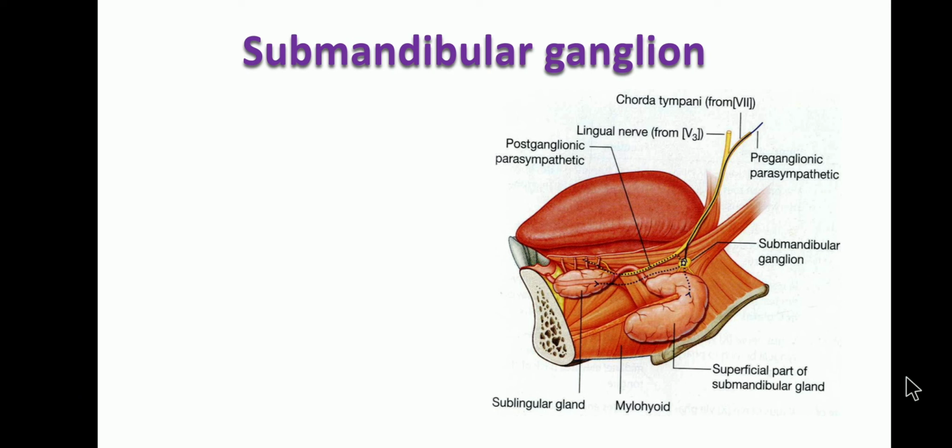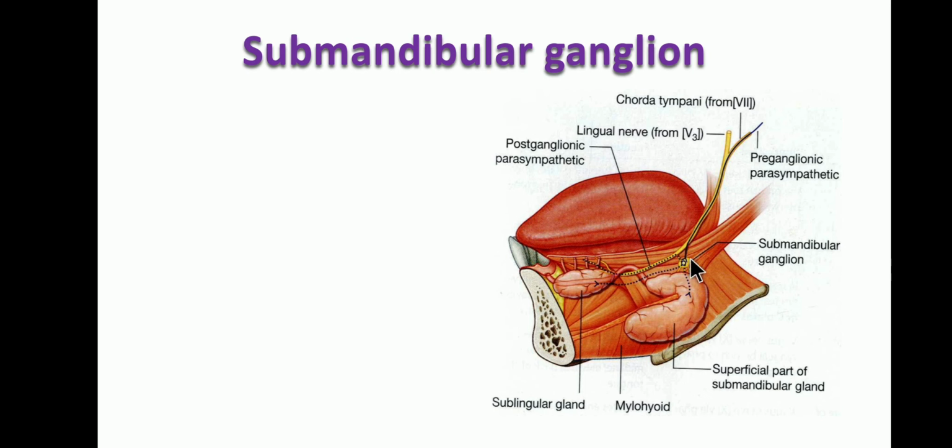Peripheral parasympathetic ganglia. The first one was the ciliary ganglion in the orbit. The second one was the otic ganglion in the infratemporal fossa. Then in the last class I discussed the pterygopalatine ganglion in the pterygopalatine fossa.